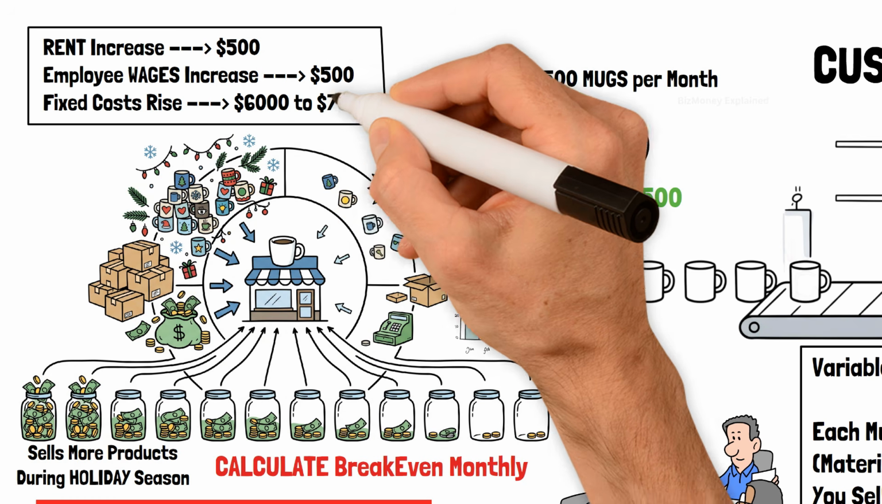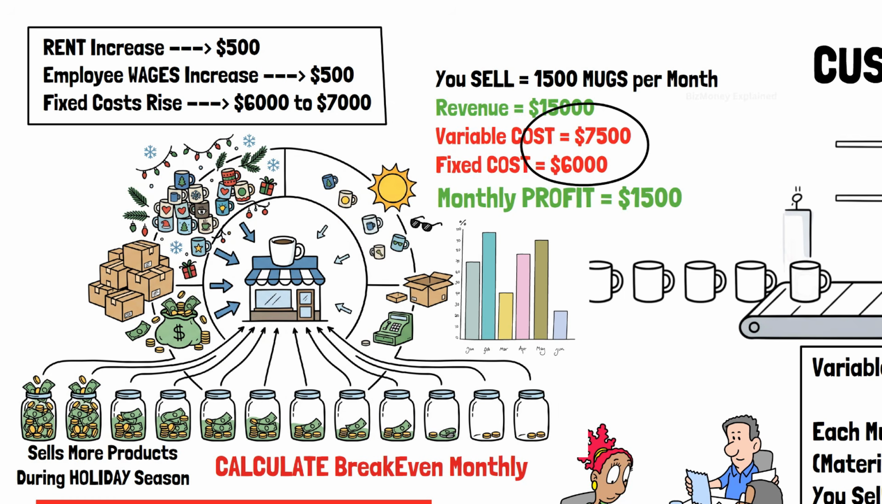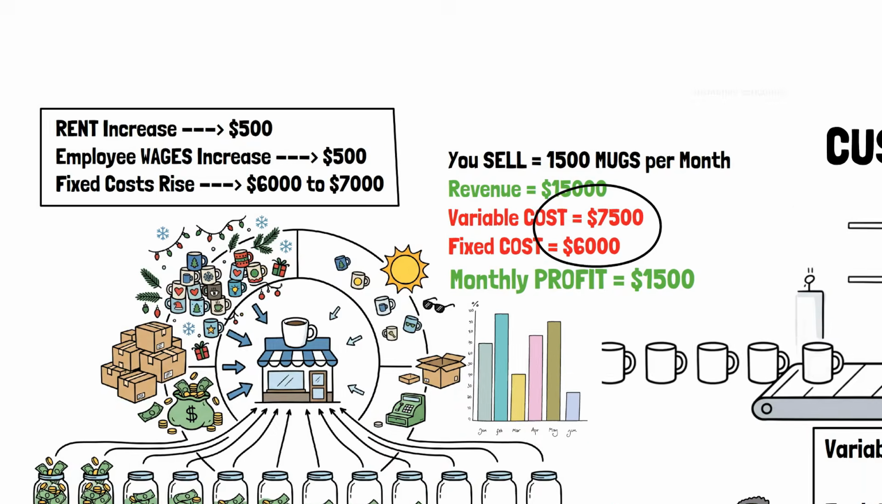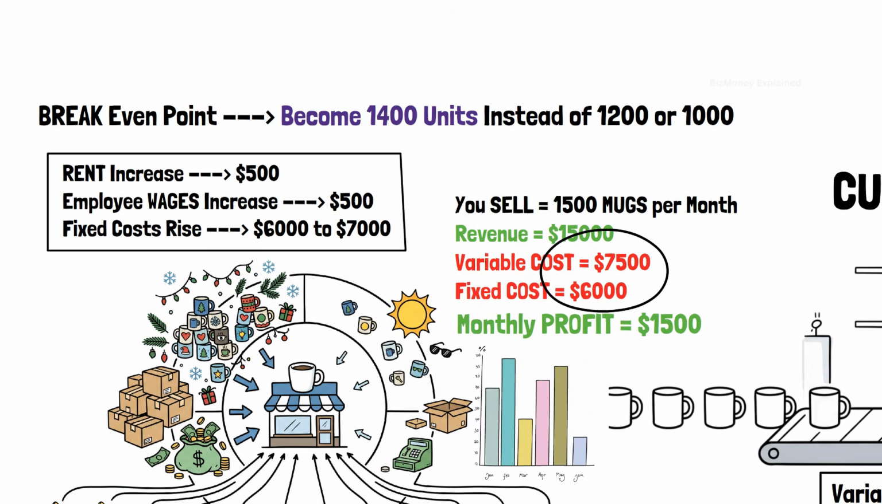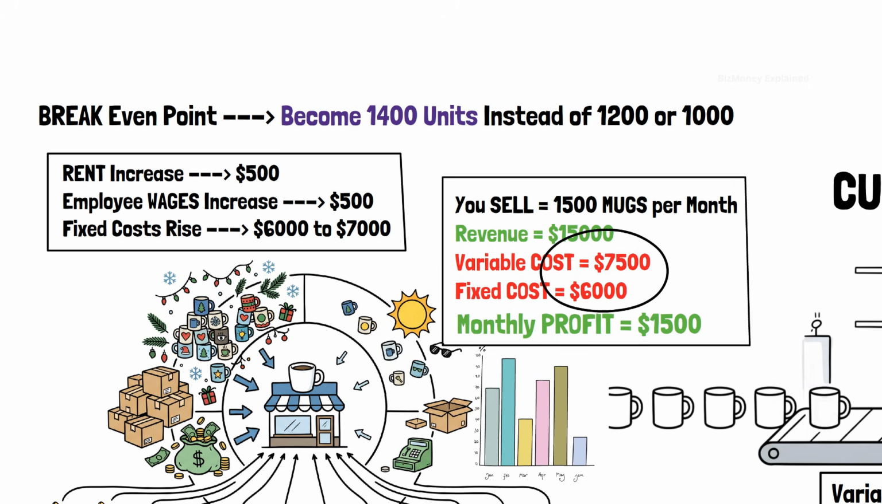Now imagine rent increases by $500 and employee wages increase by $500. Fixed costs rise from $6,000 to $7,000. Your break-even point now becomes 1,400 units instead of 1,200 or 1,000. Without monitoring these changes, many owners believe they are profitable when margins are actually shrinking.